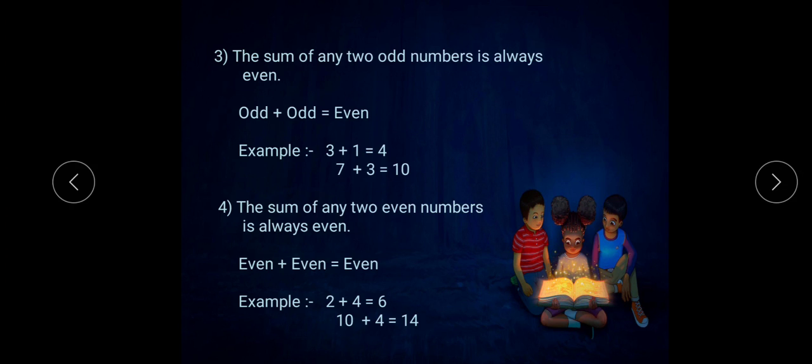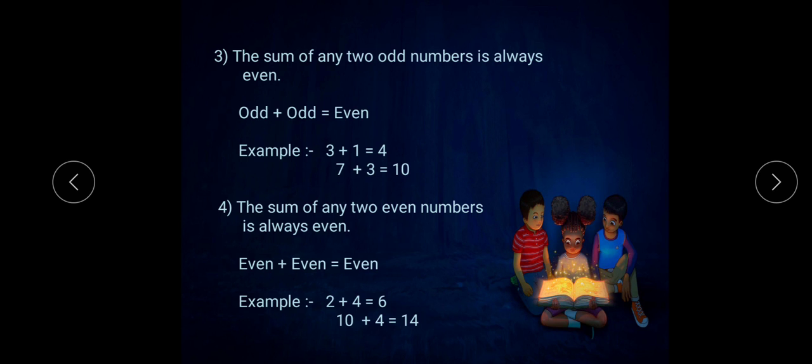Let us see the third point. The third point is that the sum of any two odd numbers is always even. That is, if you are adding any two odd numbers, the answer will always be even. For example, you can see here we are adding 3, which is an odd number. We are adding 1, which is an odd number. And the answer is 4, which is an even number. Then 7 plus 3, we are getting 10. And 10 is an even number.